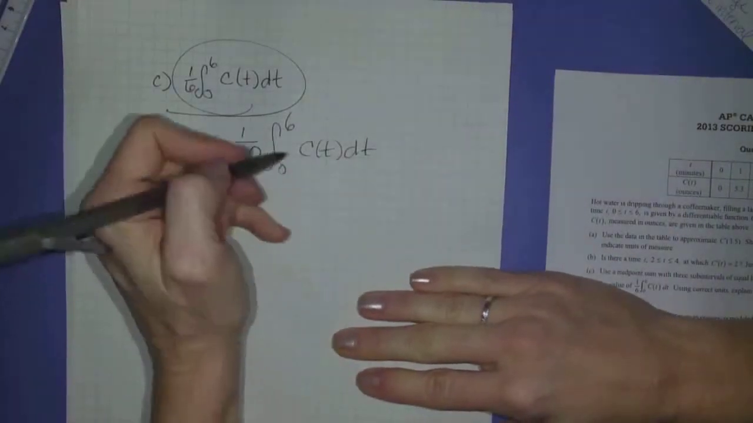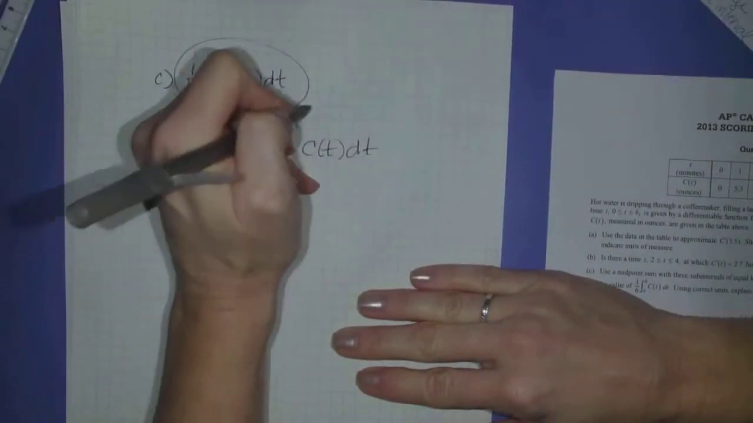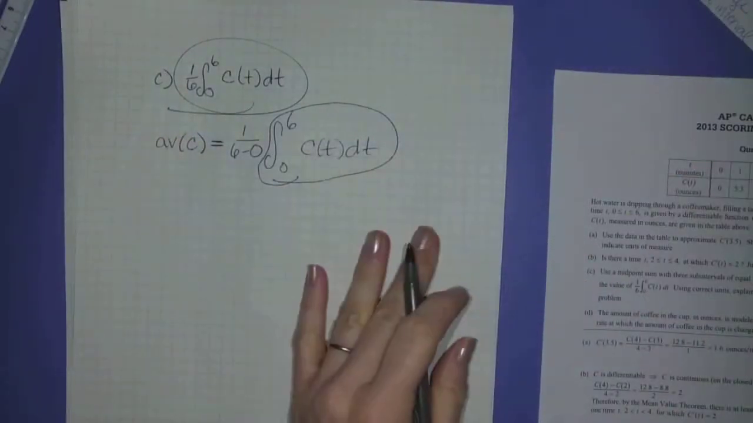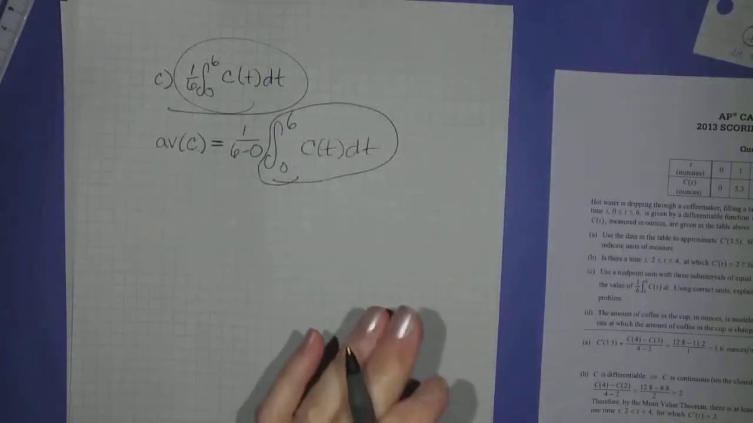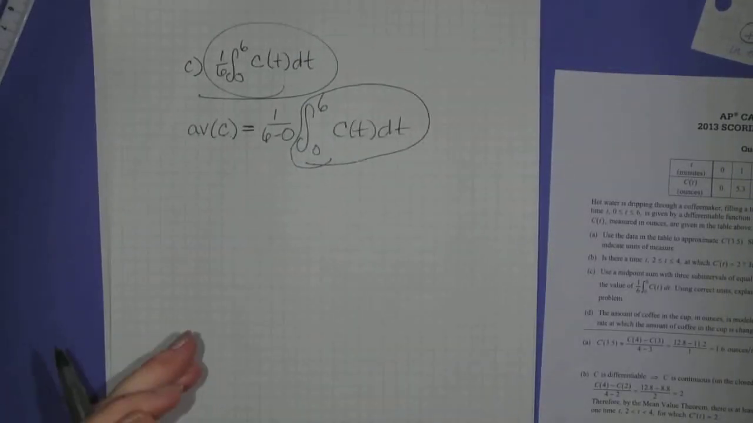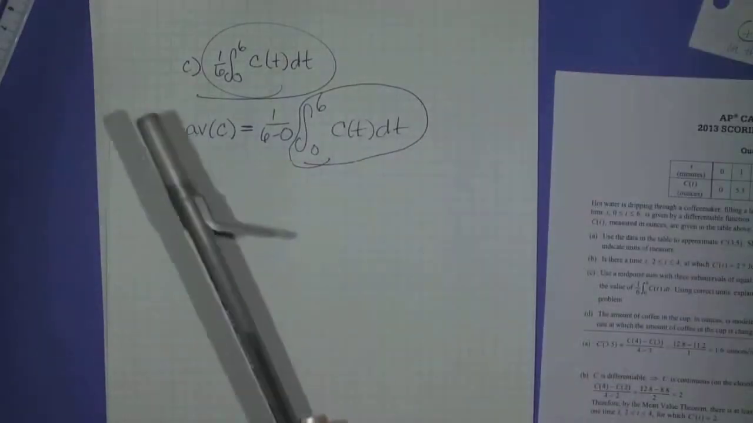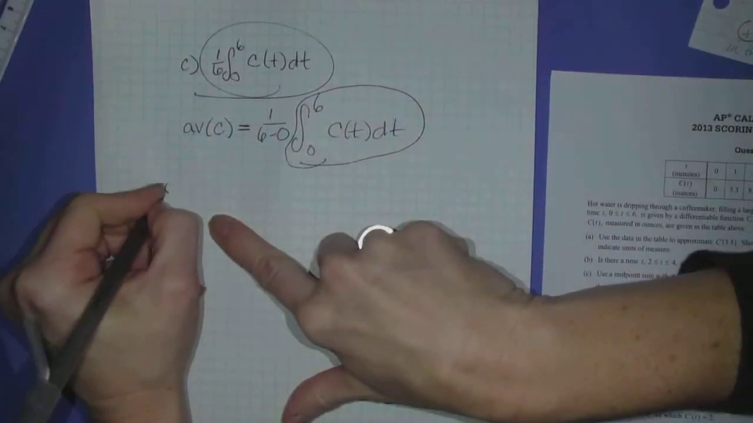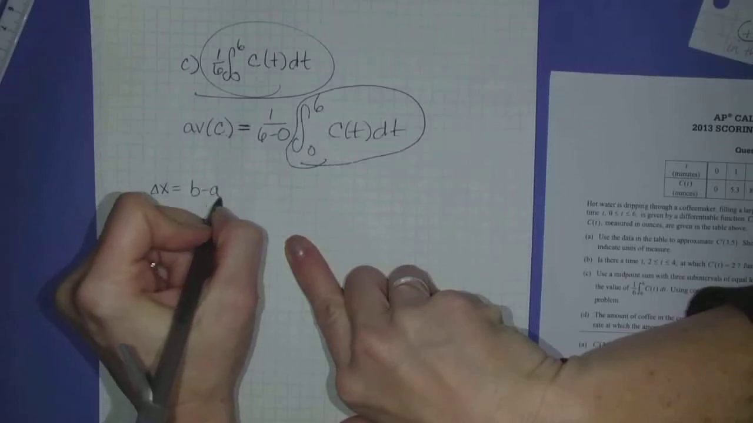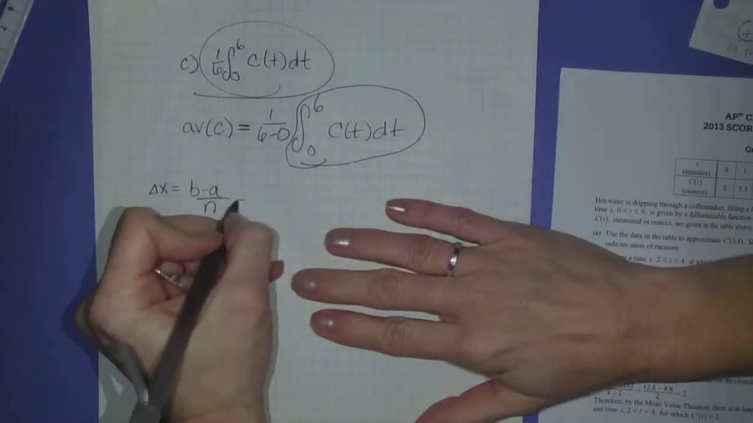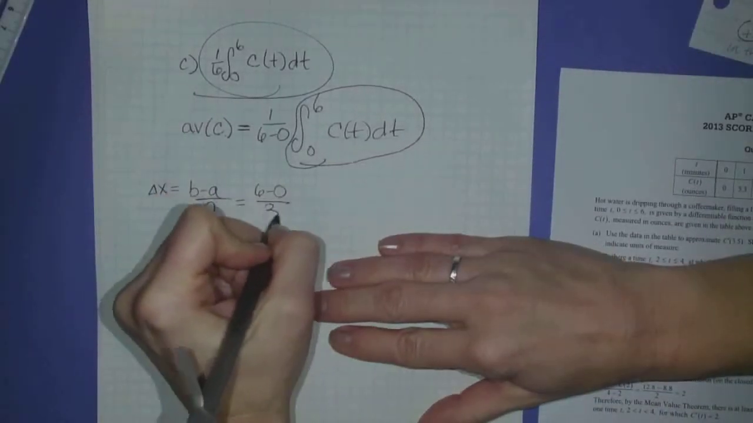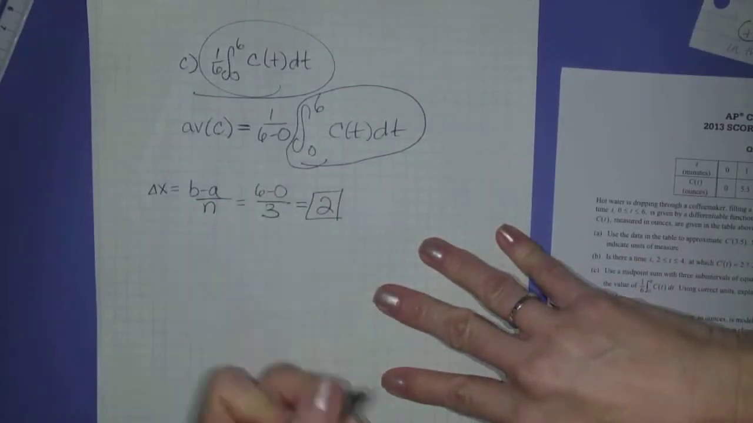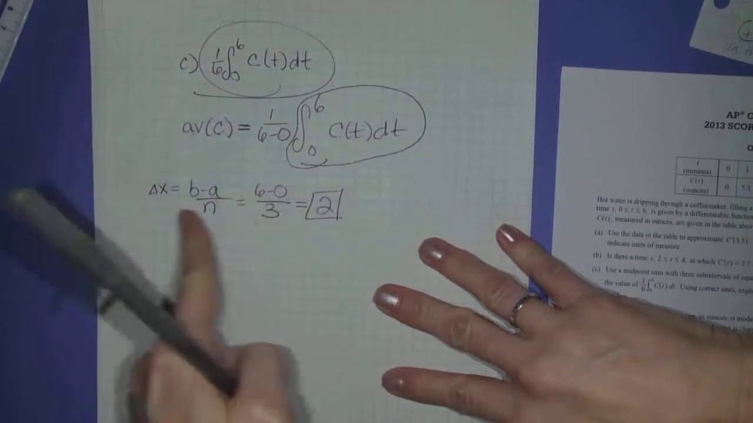Simple. Now, they want me to calculate this part by finding a midpoint sum. Oh, fun. So let's go back to the graph, midpoint sum. And let's not forget, they want 3 subintervals. So my delta x, which is always b minus a over n, is going to be 6 minus 0 divided into 3 equal subintervals. So each subinterval will be 2 units in length. So my delta x is 2 units.